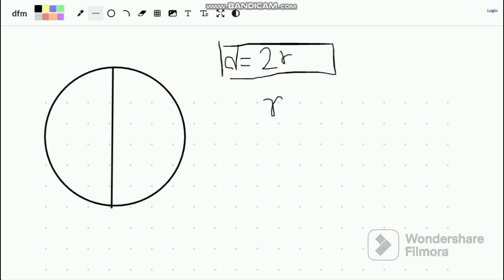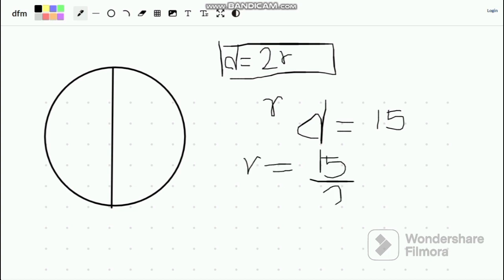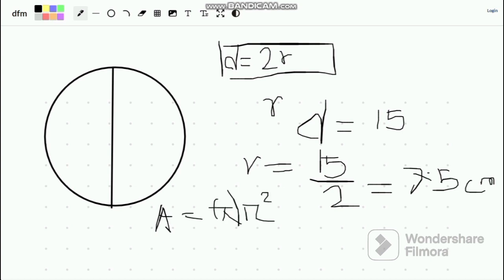How we can find a radius depends on what the question has given. If we have a diameter of, for example, 15, obviously the radius will be 15 divided by 2. This is just a very basic thing we already know from circles. What's more, we all know the area formula of a circle, which is pi r squared. Now, what is pi? Pi is basically the ratio of a circle's circumference to the diameter.